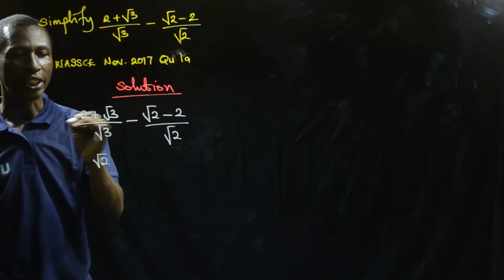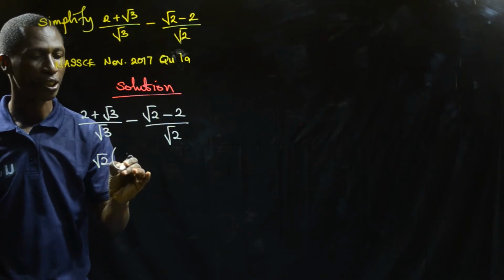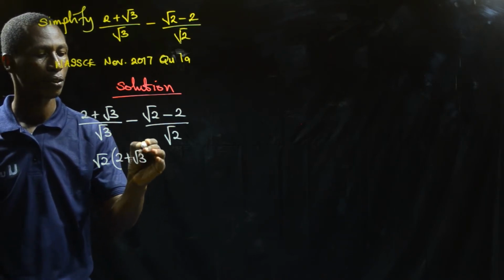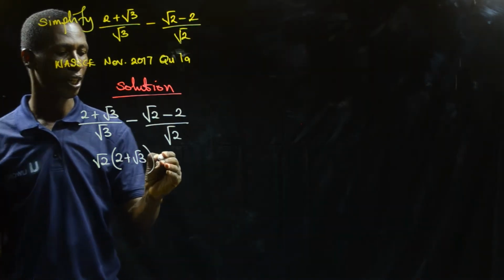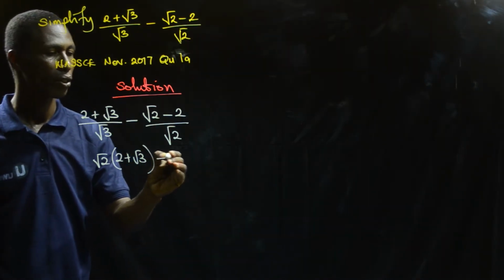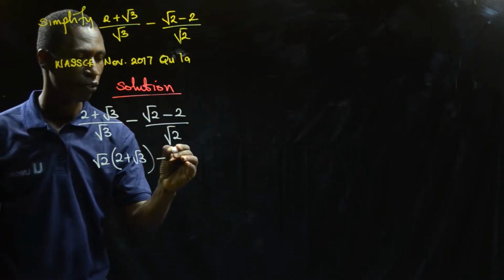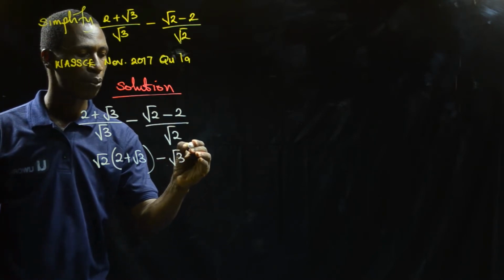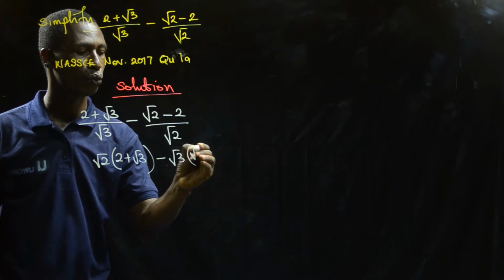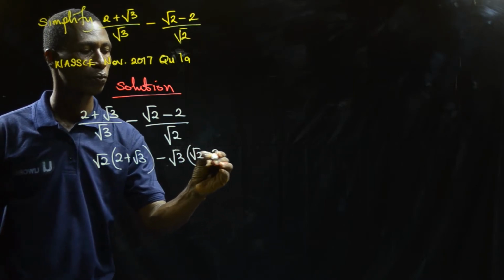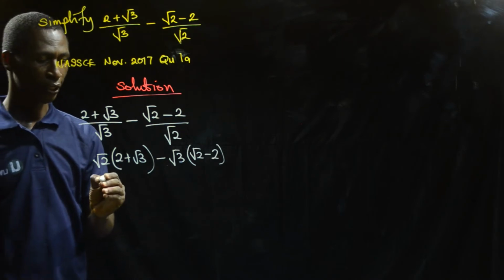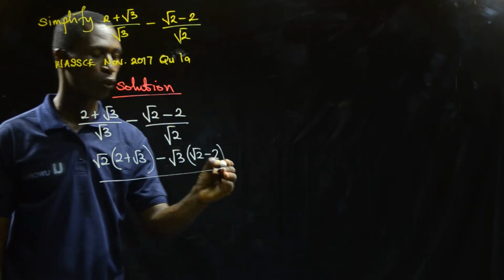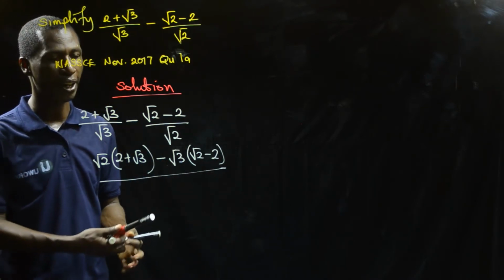These are two individual entities, so it must be put in a bracket. So I'll get 2 plus root 3. Good. And I'll bring the operational sign here, minus. This root 3 will go here. I've got my root 3. Then I open a bracket, root 2 minus 2. Then the denominators will also multiply.